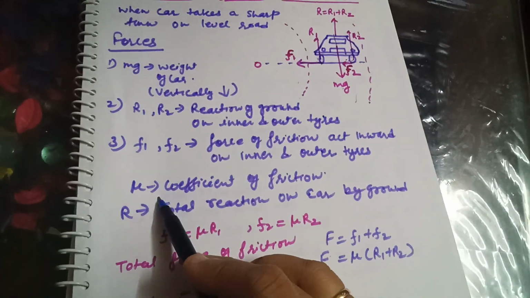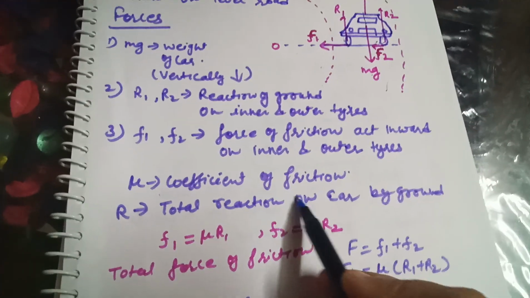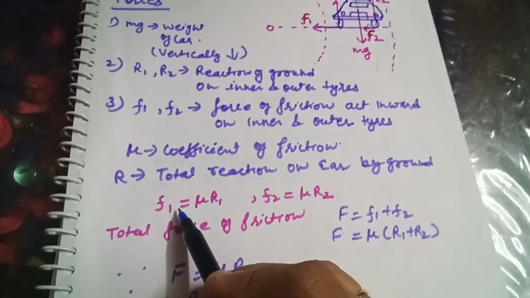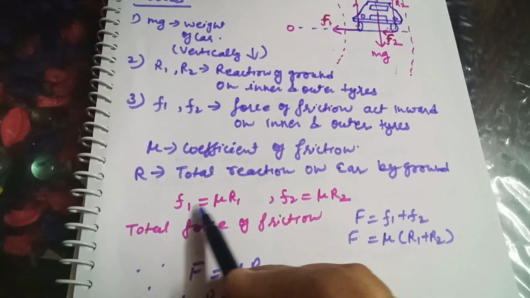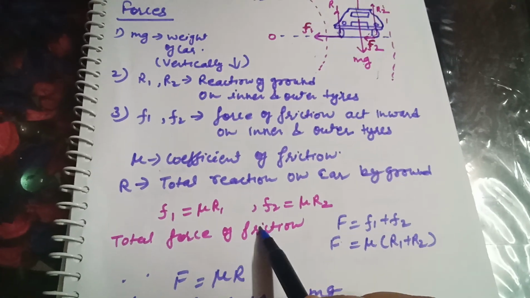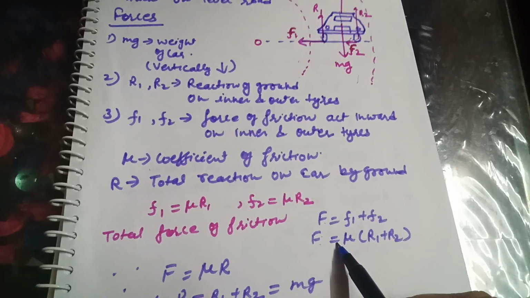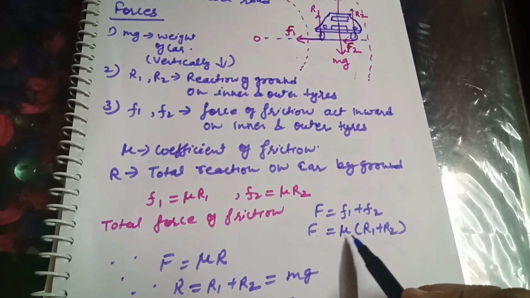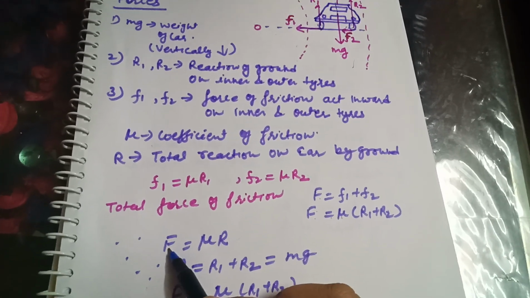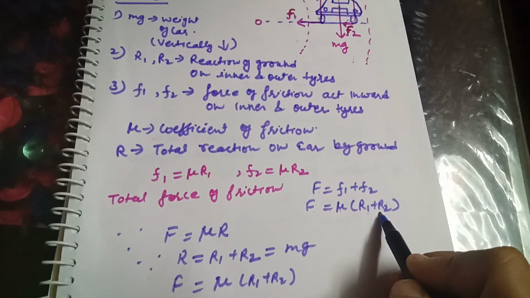Now we consider mu as the coefficient of friction and R as the total reaction of the ground on the car. We know that force of friction is equal to mu into R, so F1 is equal to mu R1, and F2 is equal to mu R2. So what will be the total force of friction on the car? F is equal to F1 plus F2. Substituting the values, F is equal to mu times R1 plus R2. We know that the total force of friction is F equal to mu into R, because R1 plus R2 is equal to capital R.